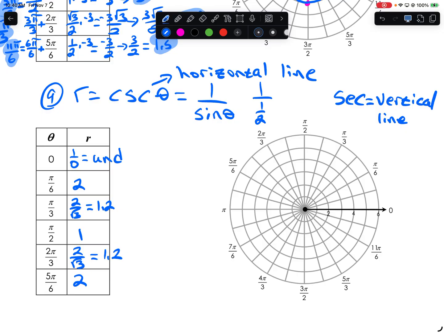So we get undefined there. We get pi over 6 and 2. So we're right there. Then we get pi over 3 and 1.2. About right there. And then we get pi over 2 and 1. We get 2 pi over 3 and 1.2. And then we get 5 pi over 6 and 2. So that's your horizontal line.